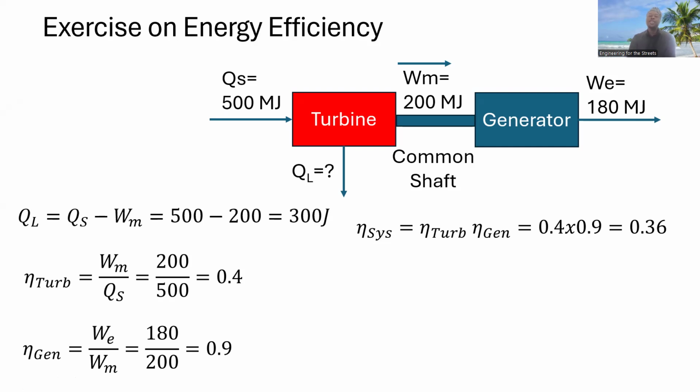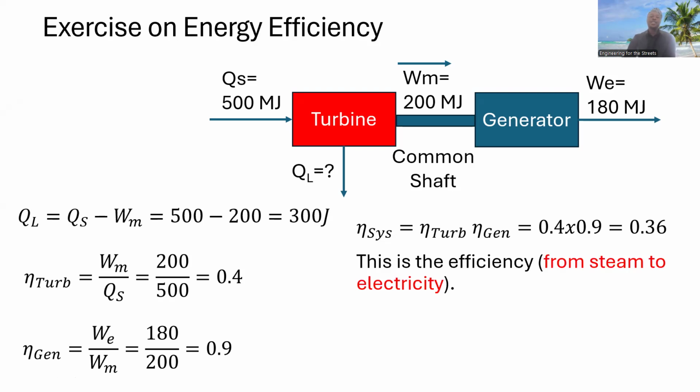A simple way of doing it is simply to multiply the efficiency of each component. So when we have more than one component connected in series in this way, the efficiency of the system is actually the product of the efficiencies of each component. And that's why we see here η_sys equals η_turb times η_gen. Now, this is actually not N, this is a Greek letter, but let's just call it N for simplicity. So this is the efficiency of the system from steam to electricity.